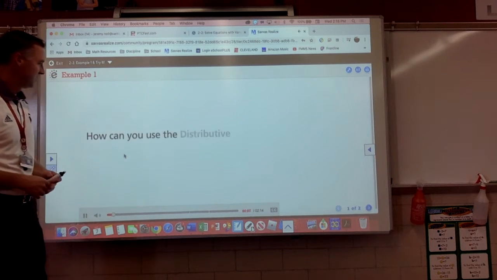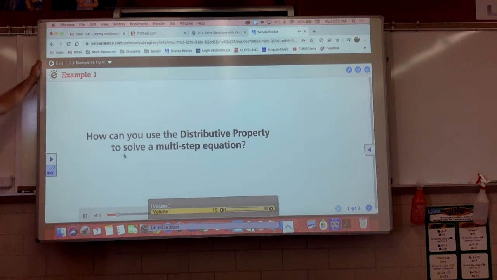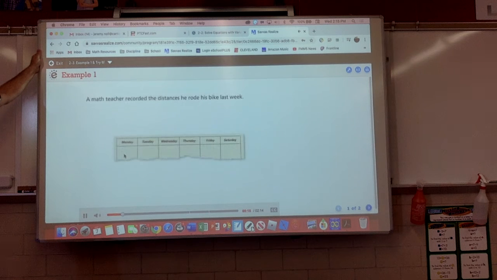How can you use the distributive property to solve a multi-step equation? Think about this question during the lesson. A math teacher recorded the distances he rode his bike last week. He challenged his class to find the number of miles he rode on Thursday, which we can call x.